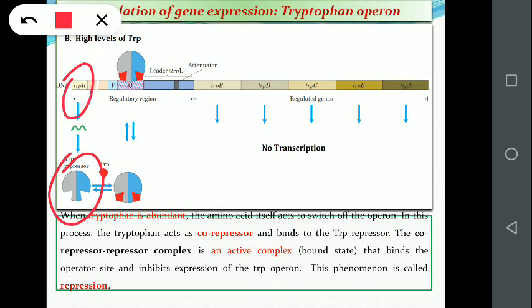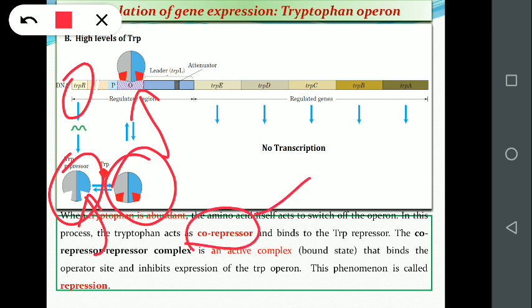We get the repressor protein from the repressor gene, and because of high levels of tryptophan, the tryptophan binds to the repressor and makes the repressor active. So now that active repressor binds to the operator site. Here, the tryptophan itself acts as a co-repressor. It is known as the repressor and co-repressor complex. This active complex binds to the operator site, and it physically prevents the entry of RNA polymerase into the promoter region.